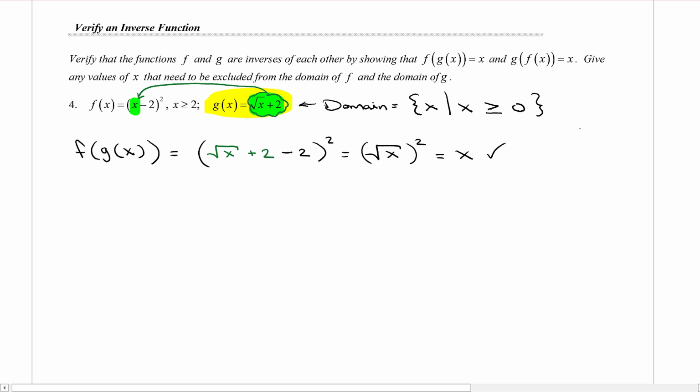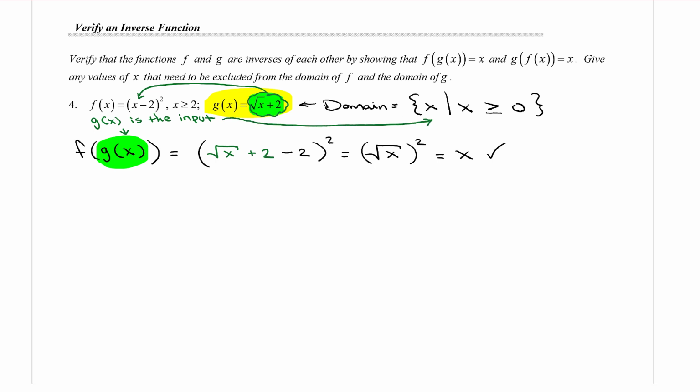That means that, yes, we have only done half of it. We still have to do the other half. We are still missing the g of f of x portion, right? Now, since g of x was the input, that's going to determine our domain, or where we're going to come up with our restricted values, right? So g of x is the input. We're going to look at the domain of g of x, and I'm just going to write that over here to the side.